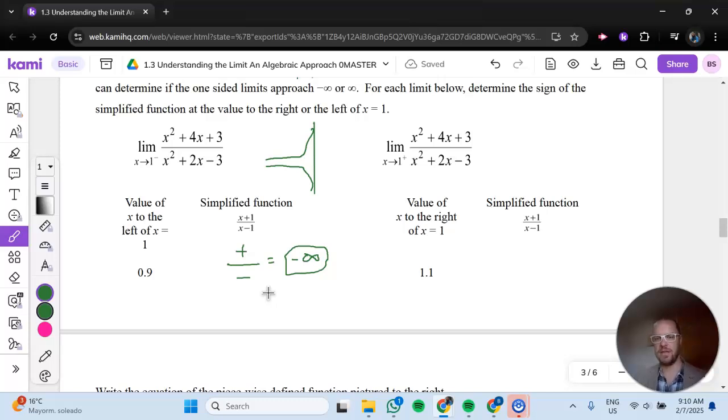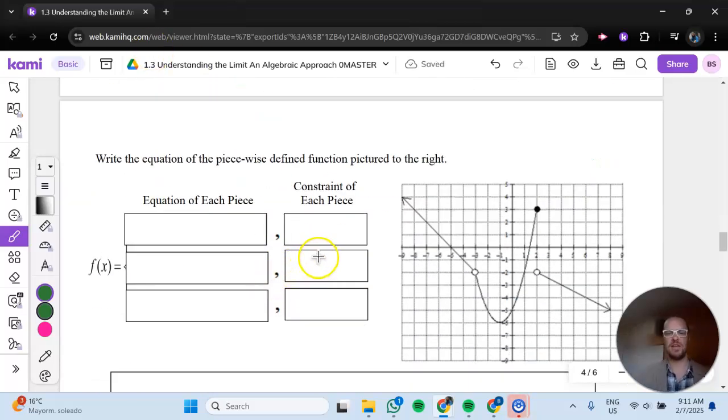Same thing here from the right. What about something a little bigger than 1, like 1.1? If I put it in here, obviously a positive plus a positive is positive. And 1.1 minus 1 is still positive. So this one is going to go to positive infinity. All right, let's apply this again here.